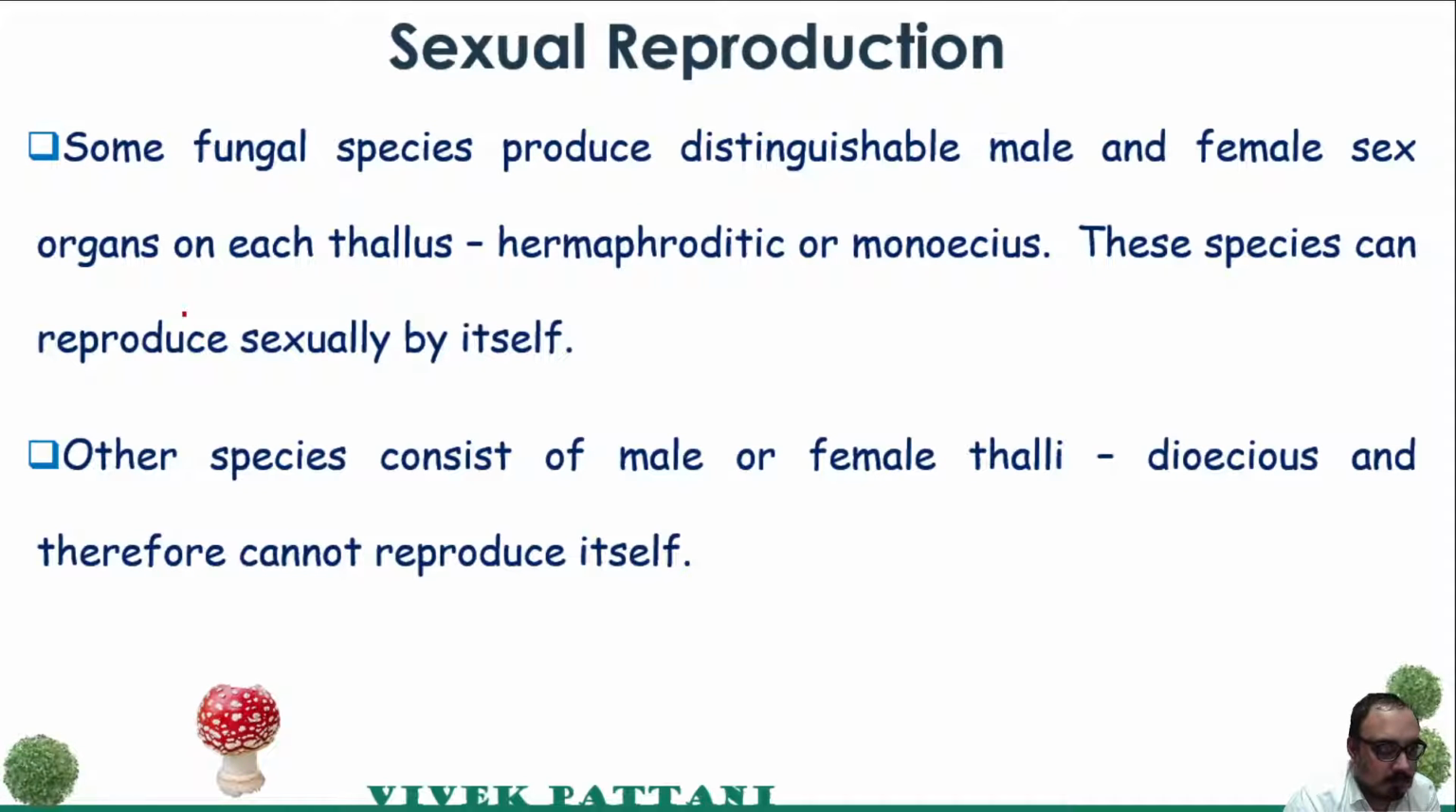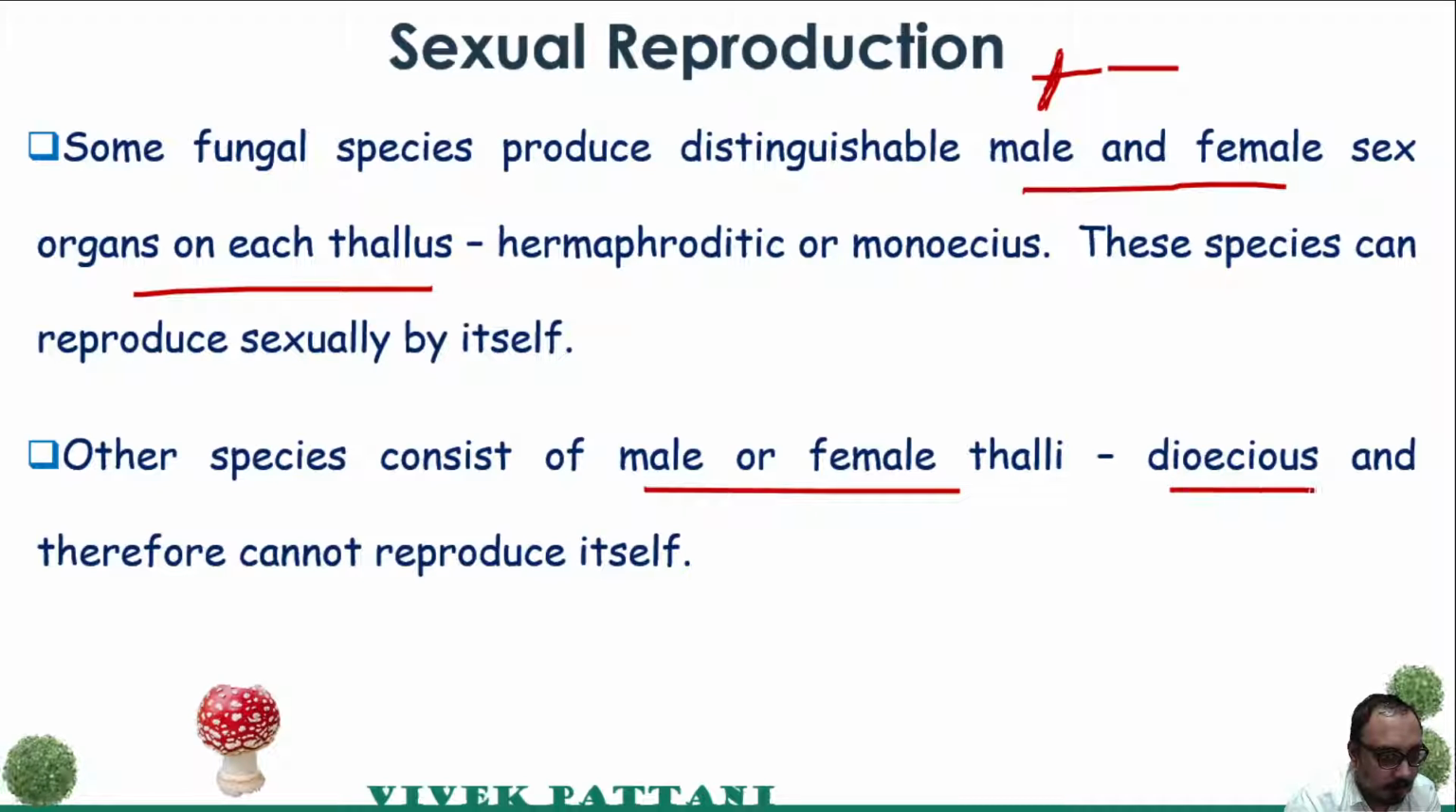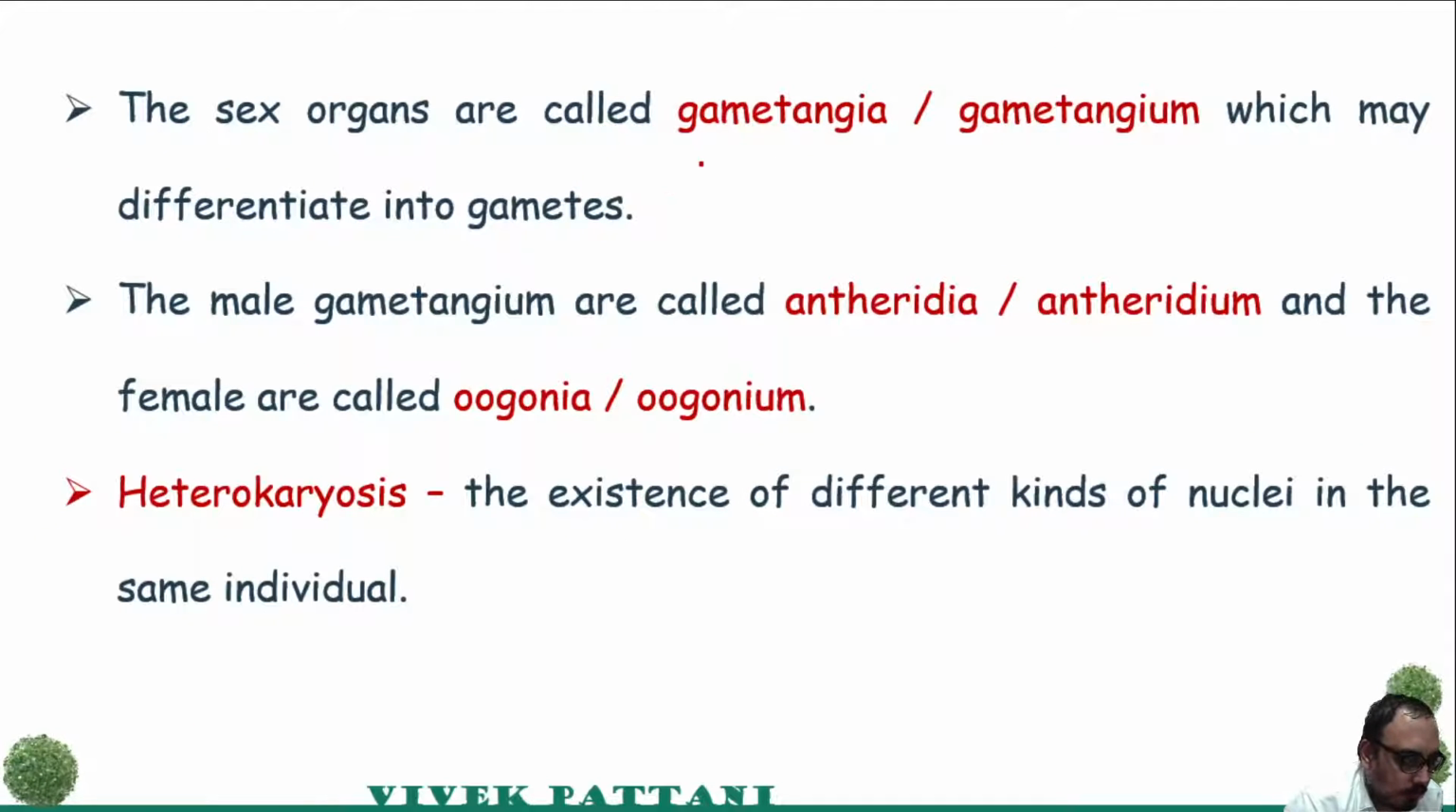Okay, and some fungal species produce distinguishable male and female organs on each thallus. But the proper signs to use are plus and minus signs, which are generally used in the case of sexual reproduction. Other species consist of male or female thalli, which may be dioecious, and therefore cannot reproduce by itself. The sex organs are called gametangium or gametangia, which may differentiate into gametes. The male gametangium is called antheridium, and the female one is called oogonium. But again, plus and minus signs are mostly used.